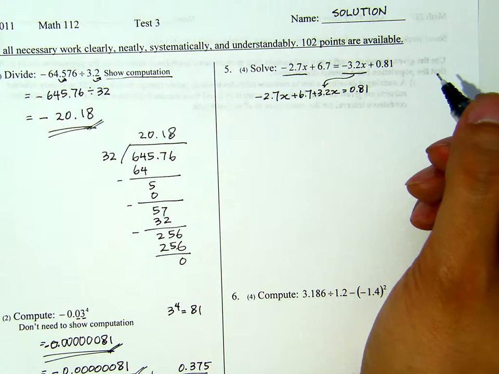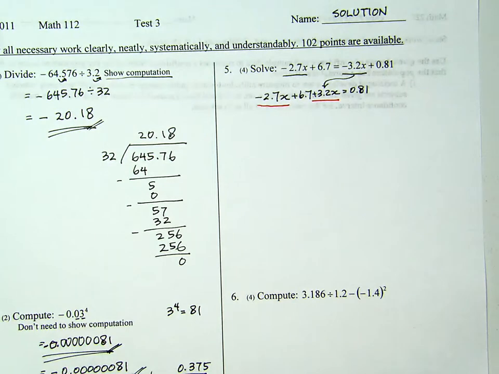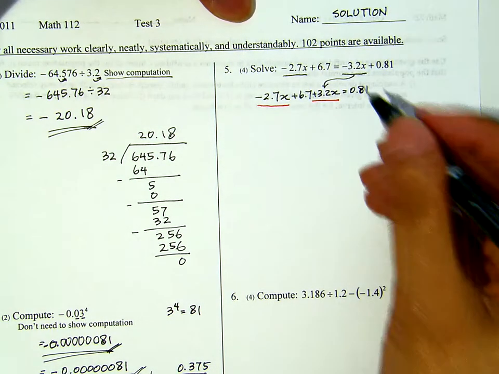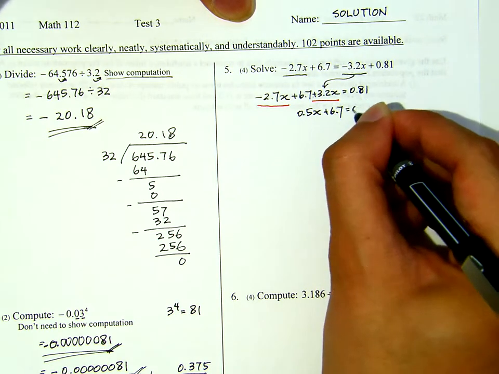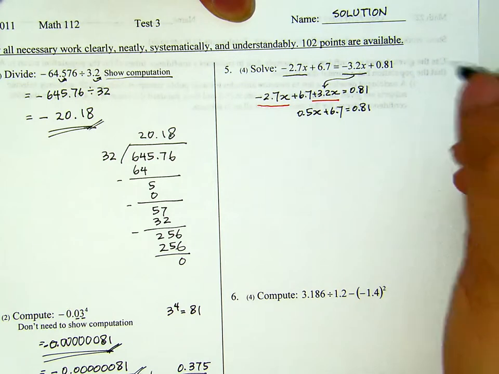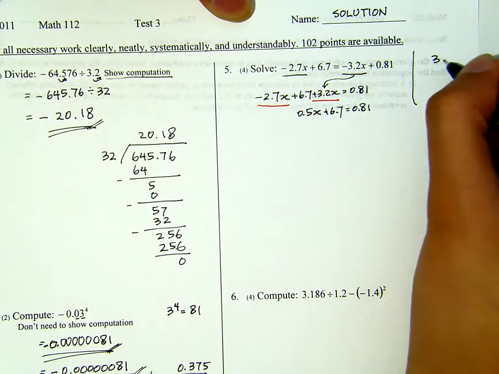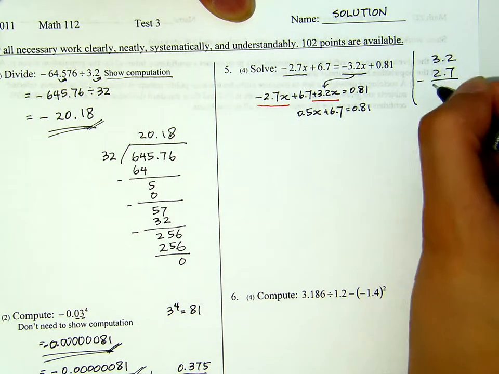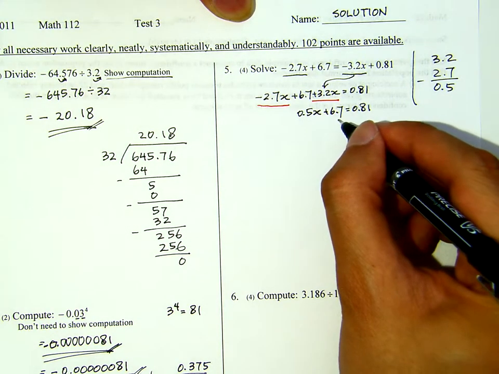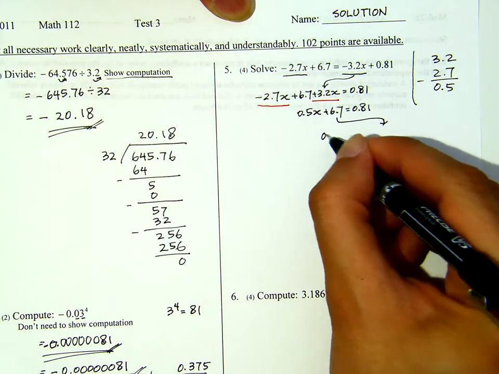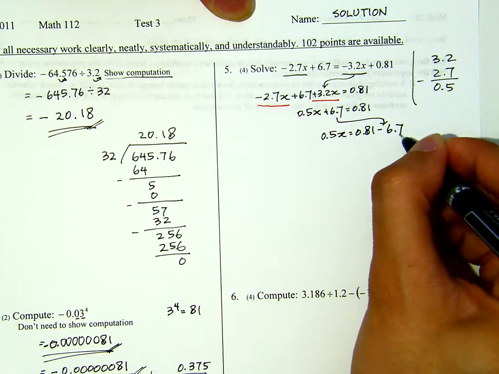Now after I move it, of course I combine like terms, right? When I combine like terms, I hope you can see that this is 0.5x plus 6.7 equals 0.81. If you wonder how, you see that positive 3.2 is larger, so it will be 3.2 minus 2.7. That's 0.5. Now from here I will go on. I will move this to the right hand side. That will be 0.5x equals 0.81 minus 6.7.